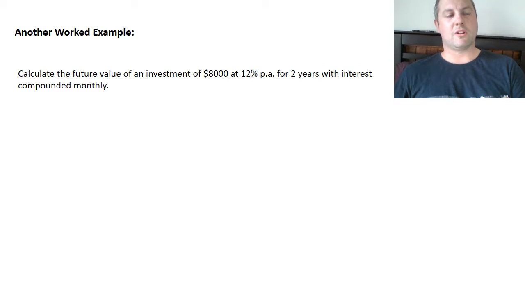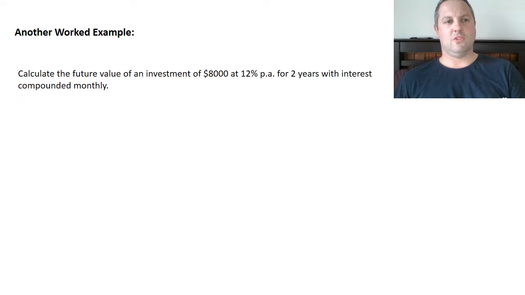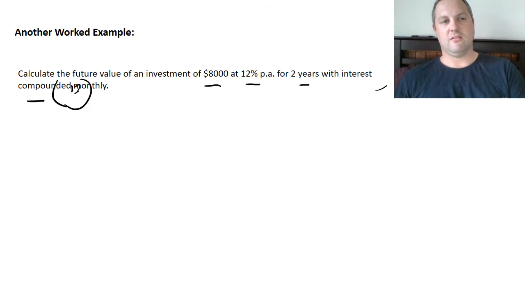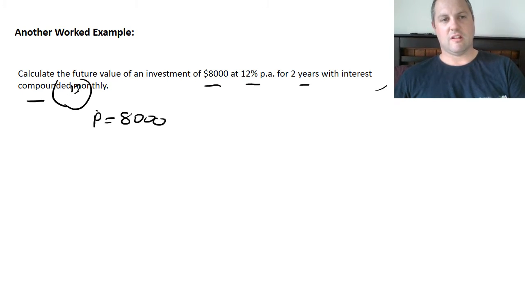Okay, we've got another work example 9. So calculate the future value of an investment of 8,000 at 12% for 2 years. So instead of annually or quarterly, we've got invested monthly. Yep, 12 months. Okay, so nice and important to know. Then from here, what we're going to do is we've got our important information. P equals 8,000.